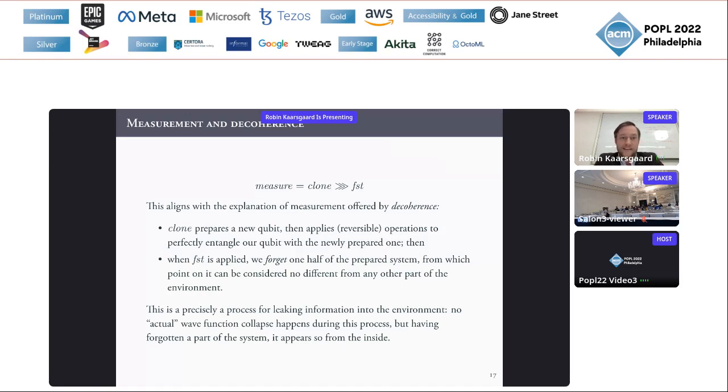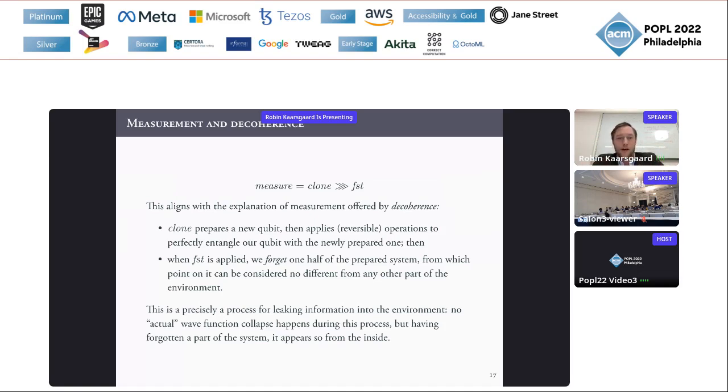But what it actually does is that it aligns quite nicely with the explanation of measurement offered by decoherence, which is the idea that what we're seeing as the observer effect is actually a result of quantum information leaking into the environment. And so the idea is that, well, how does that happen? Well, what clone actually does is that it prepares a new qubit, and then on top of that, it applies some reversible operations to perfectly entangle the qubit that we started with with this new one that we prepared.